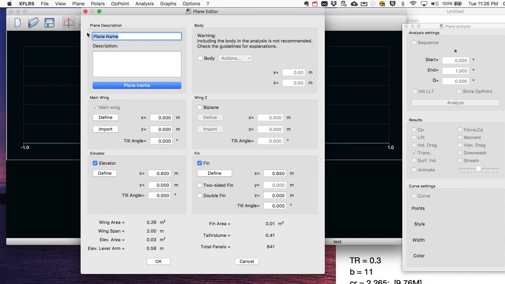Plane name, I don't know what we'll call it. We'll call it rectangular wing. And what foil should we use for this? We'll use the 2412 for this. 2412, I want to deactivate elevator and fin.